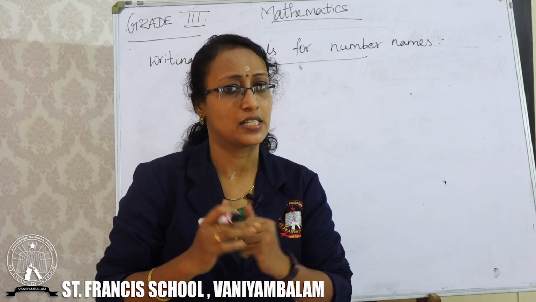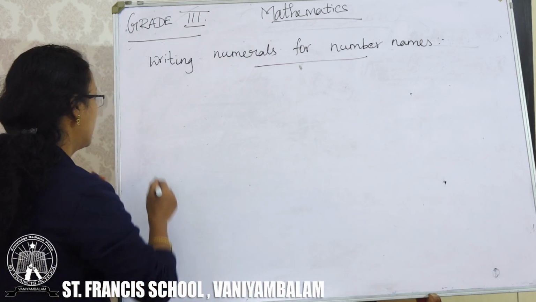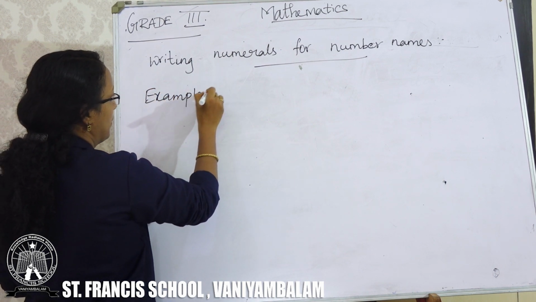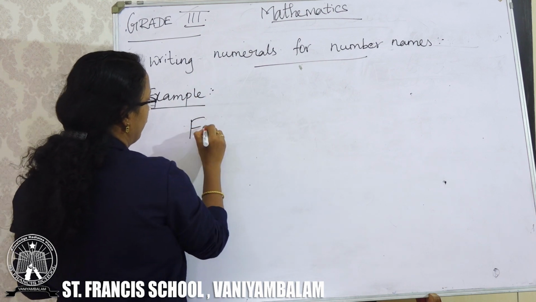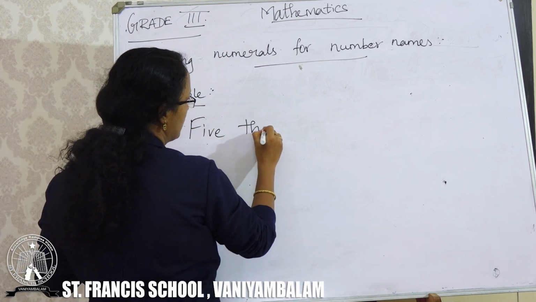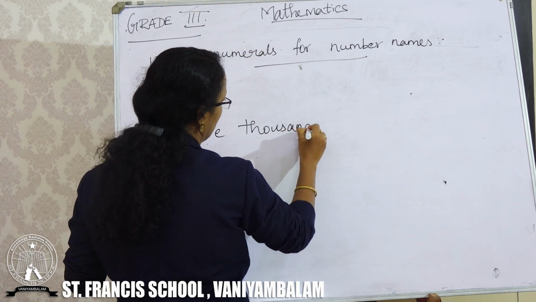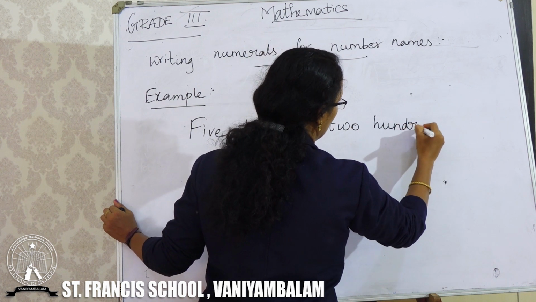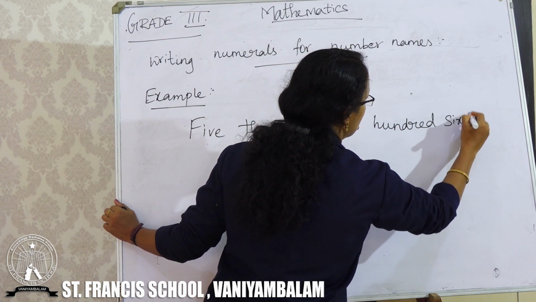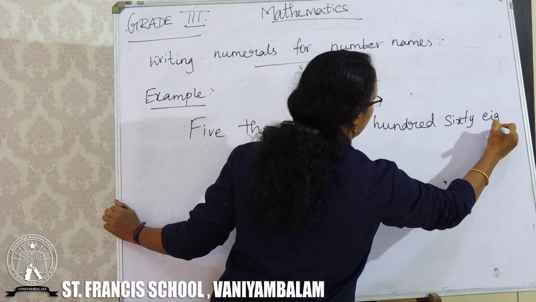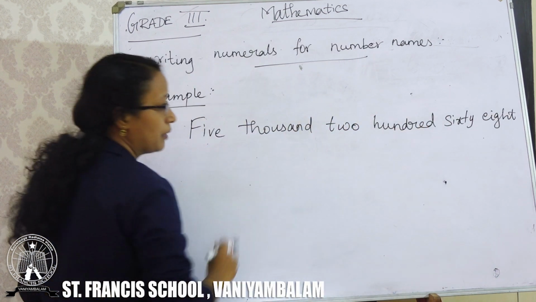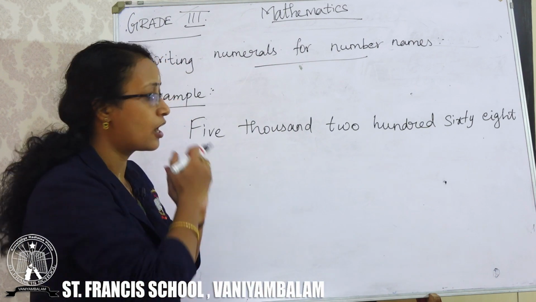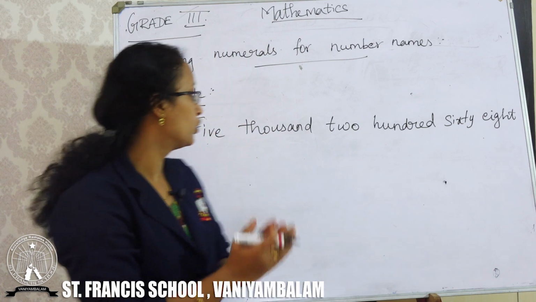So how will you write the numerals for the number names? You remember place value chart, right? Okay. Let us see one example. Number name 5268. This is the number name. Now how will you write this number name to numerals? How will you convert this number name to numerals?